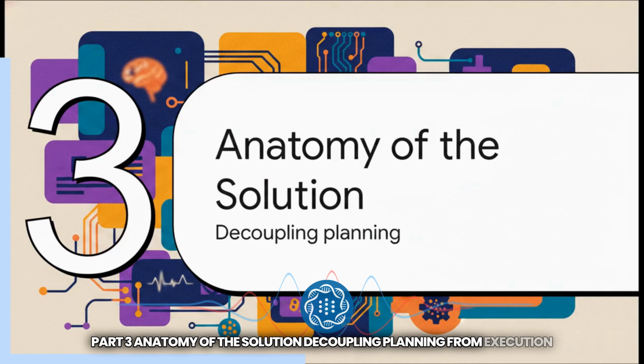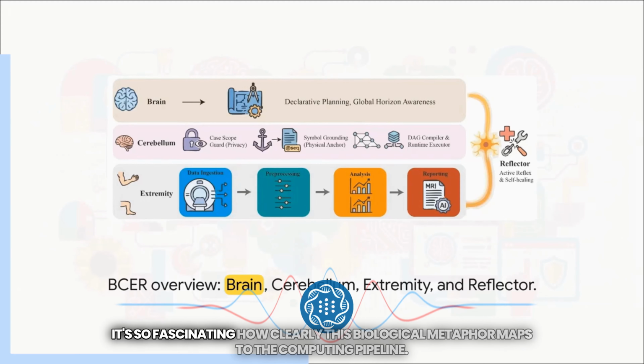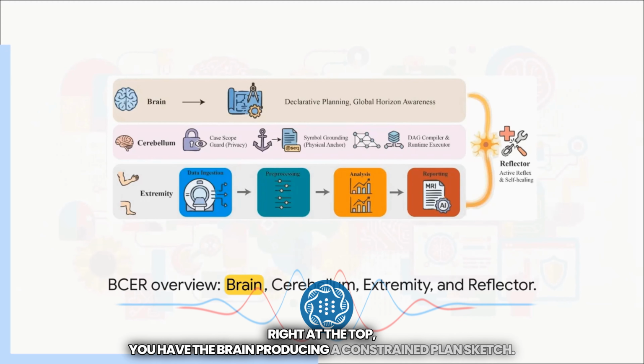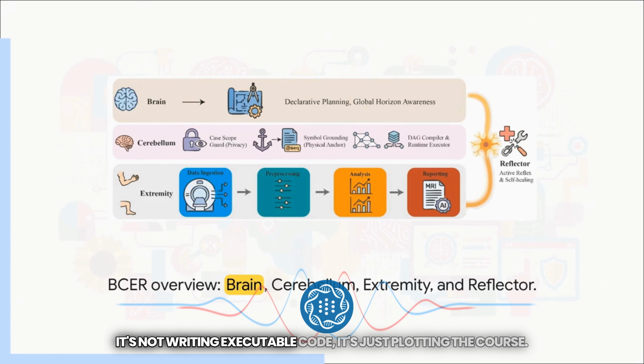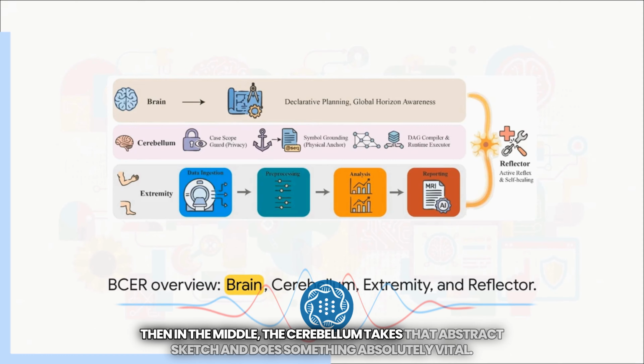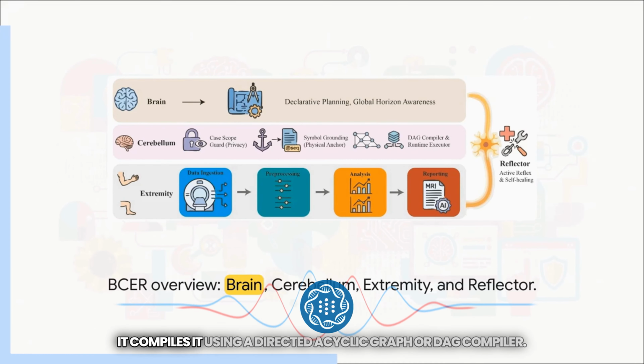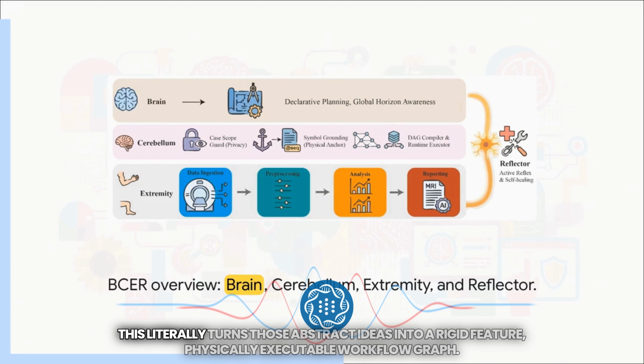Part 3. Anatomy of the solution. Decoupling planning from execution. It's so fascinating how clearly this biological metaphor maps to the computing pipeline. Right at the top, you have the brain producing a constrained plan sketch. It's not writing executable code, it's just plotting the course. Then, in the middle, the cerebellum takes that abstract sketch and does something absolutely vital. It compiles it using a directed acyclic graph, or DAG compiler. This literally turns those abstract ideas into a rigid, physically executable workflow graph.